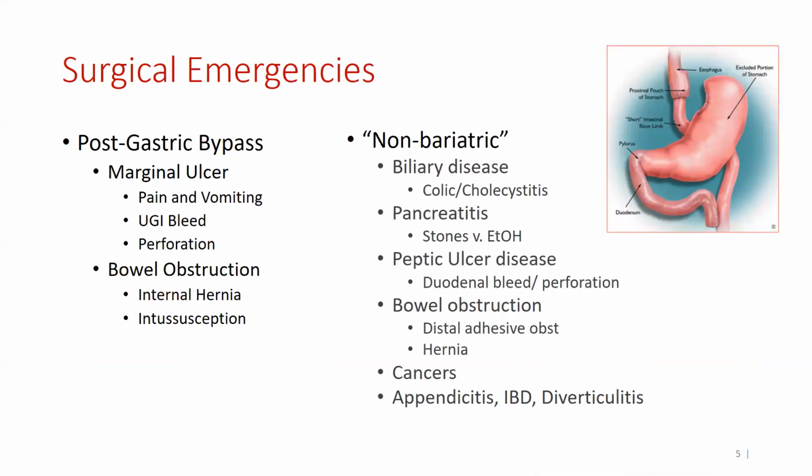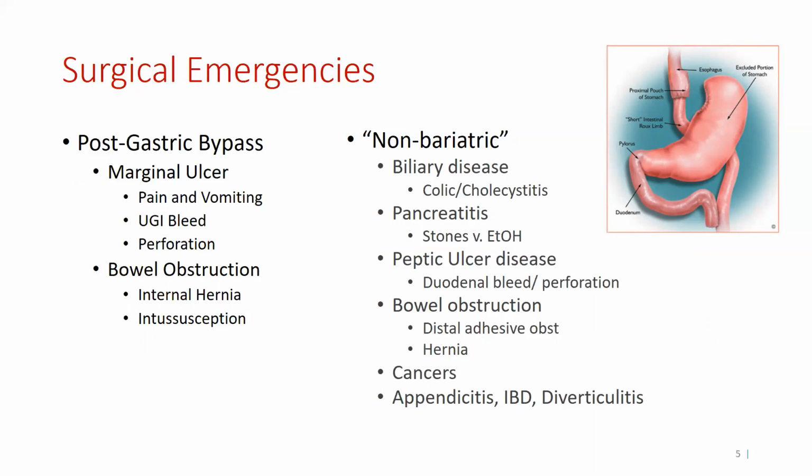Obviously, with surgical emergencies, for example in a gastric bypass, the most common things that we'll see are marginal ulcers and bowel obstructions. The marginal ulcers will present as pain and vomiting, can be a bleed, can be a perforation, and bowel obstructions are typically from internal hernias and intussusception.